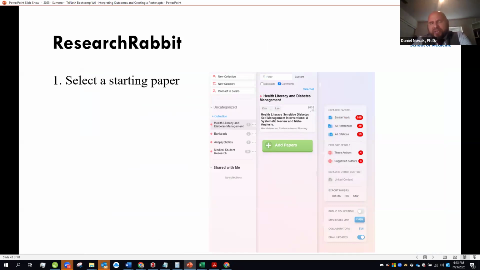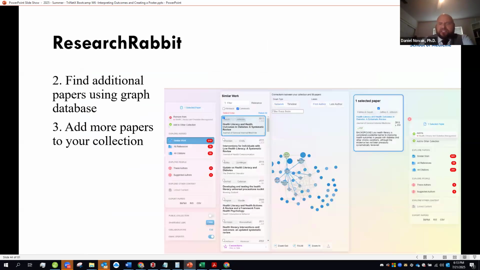I suggest Research Rabbit for medical students, partly because it's free, but also because it's extremely useful in its connections to Zotero, which I'll tell you about in a moment. But basically, with Research Rabbit and most of these other graph database tools, you start by selecting a paper. And it finds additional papers connected to your paper that are likely related to your interest, right? So I put in a paper about health literacy as my first one, and then it started feeding me additional papers.